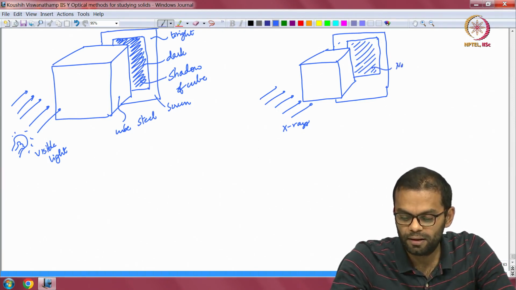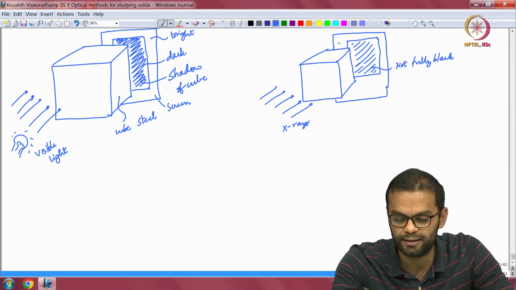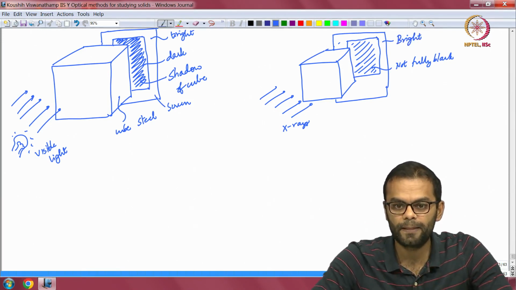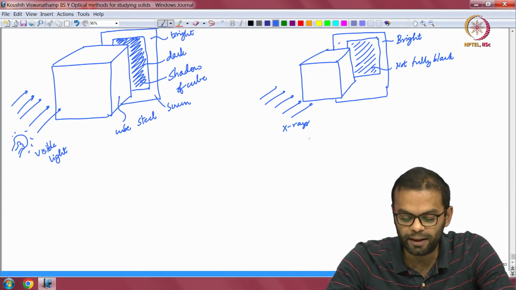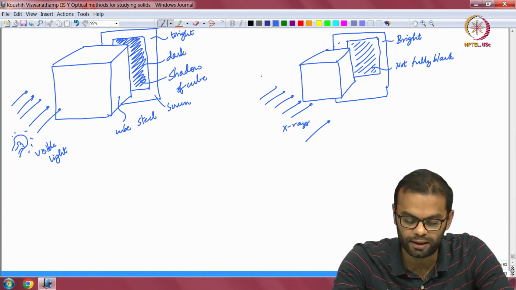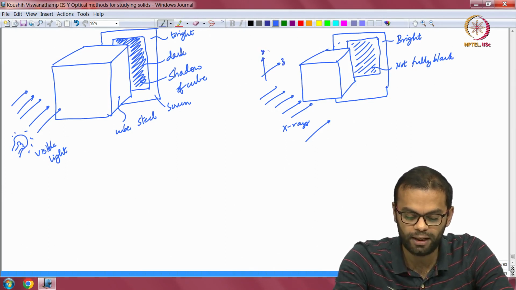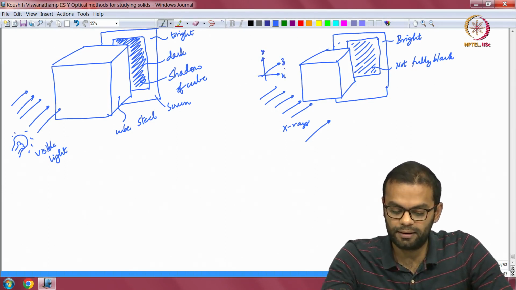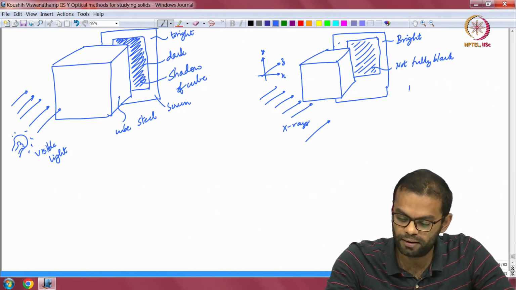This is not fully black, it is only partially dark, it is grey, let us say. This is all white or bright, but this is not fully black, and the reason it is not fully black is because the light that is coming in, part of it is of course reflected. So, if you look at a side view, let us put some axes here, let us call this Z, let us call this Y, and let us call this X. It does not matter, it is not a right handed coordinate system.